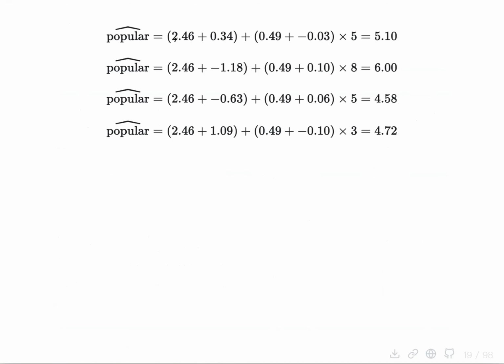Okay, so 2.46 plus 0.34 for the first classroom, plus negative 1.18 for the second classroom, plus negative 0.63 for the third classroom, etc. Okay, so this part is changing because of the random intercept, right? And similarly, this part is changing because of the random slope, right? And then finally, this part here is just what the student's extroversion score was. And we end up with these predictions, okay?